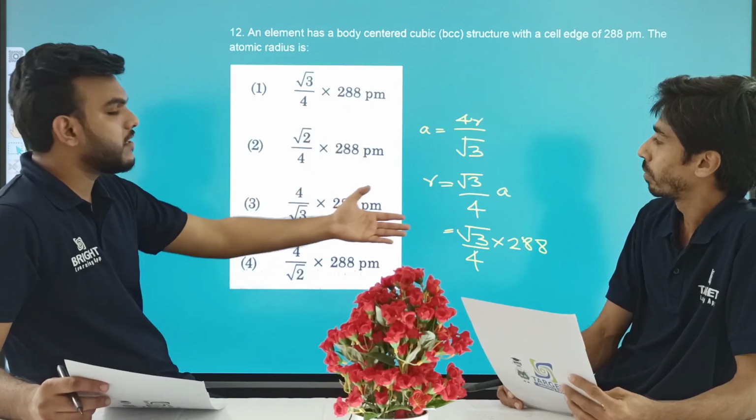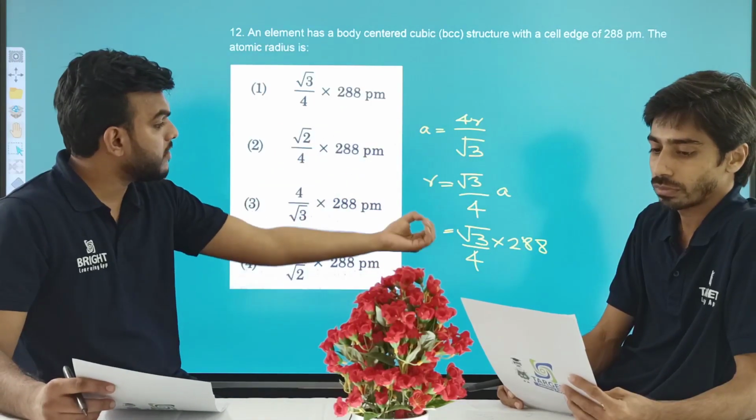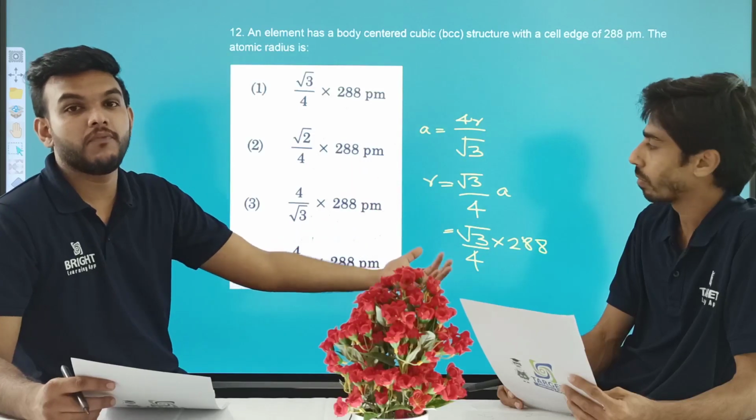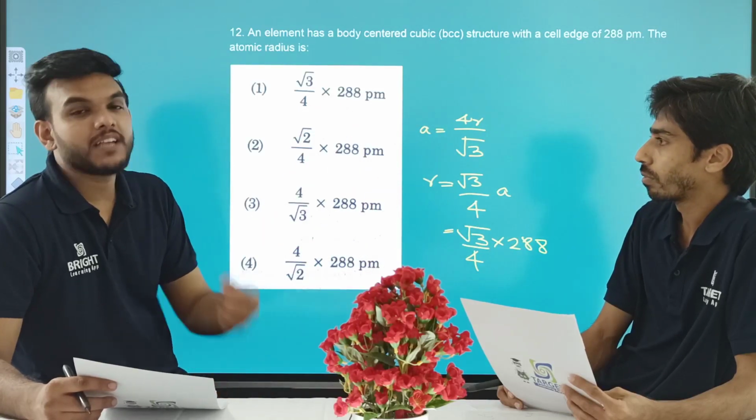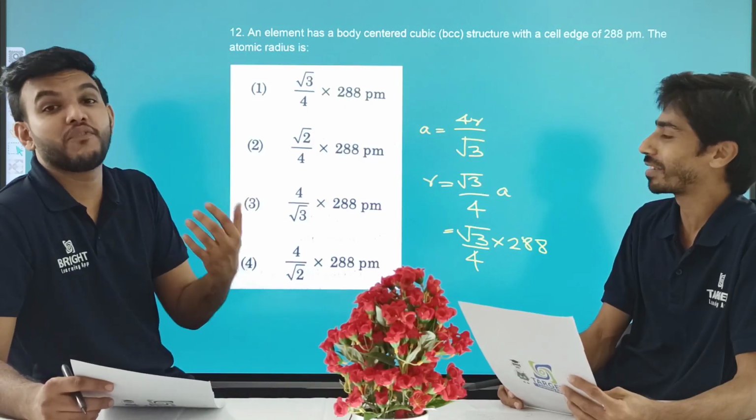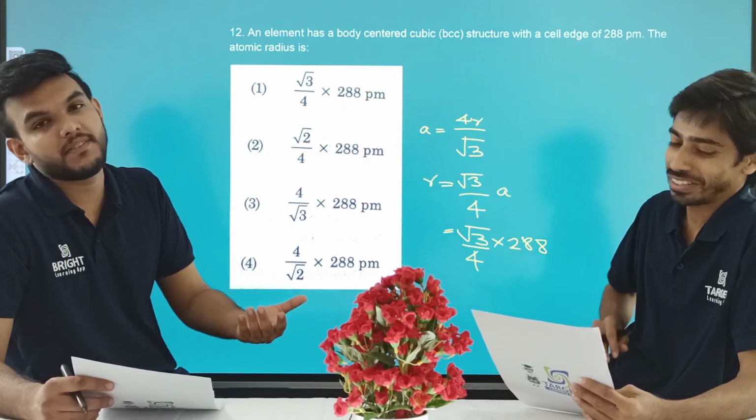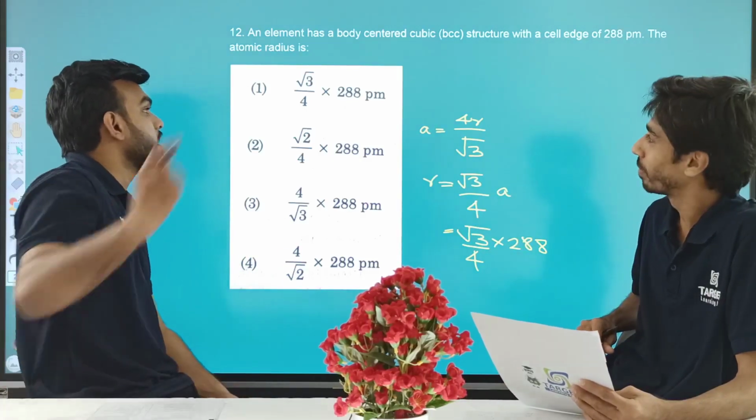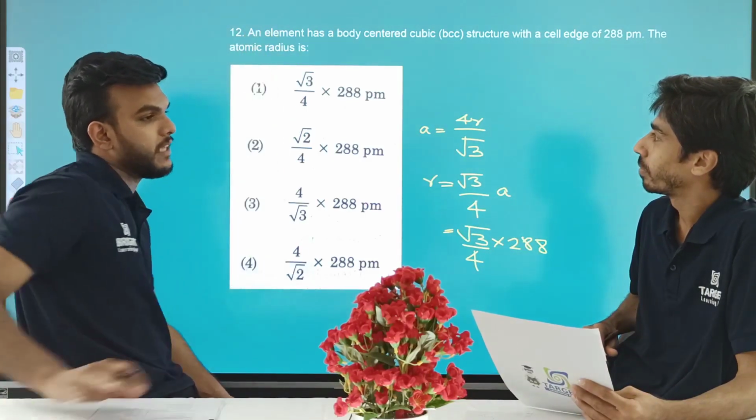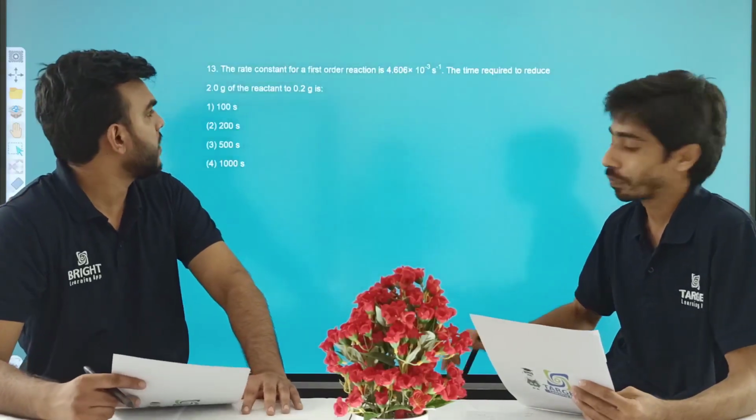See here, the question is not given in a simple form. It is given in the same form that we get in the equation. This is also a direct question. There is no need to go for simplification. It's a direct question, and you will get it in a single step itself. So the answer of the question will be option 1. We'll move on to the next question.